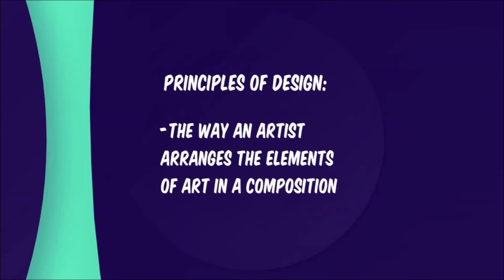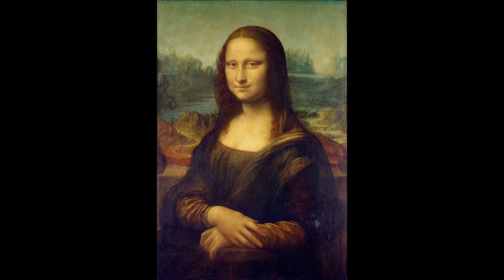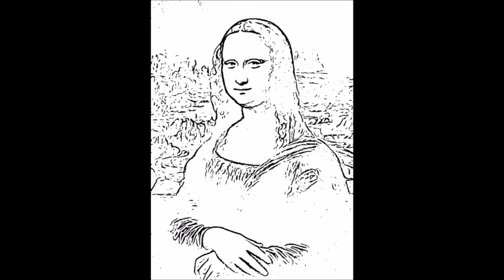The principles of design are the way we arrange the elements of art, and it is the difference in their arrangement that accounts for the differences in these compositions. For example, Da Vinci uses lines in the Mona Lisa for sure, but his lines are used mainly to outline his forms, like the Mona Lisa herself or the mountains in the background. But his use of line is very, very subtle. If we remove the other elements, you can get a better understanding of how he uses line.